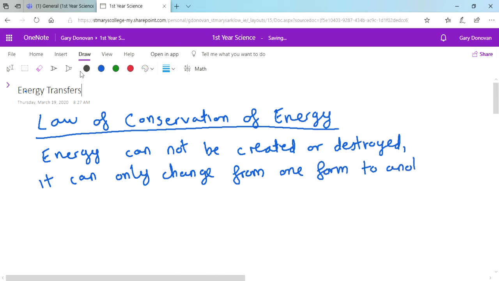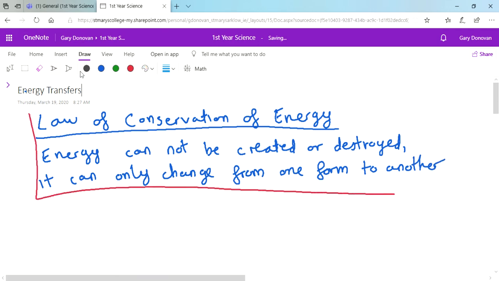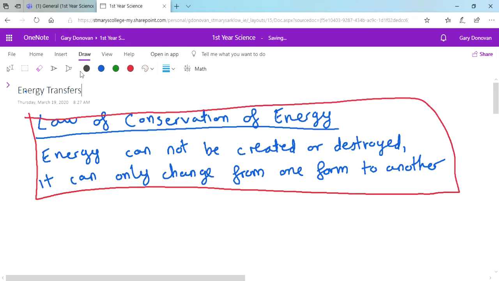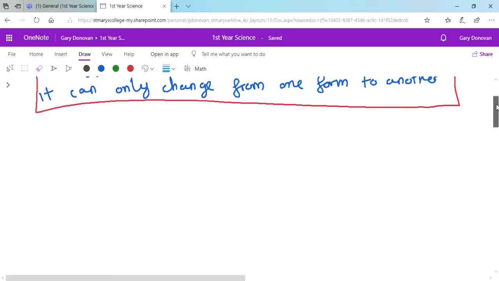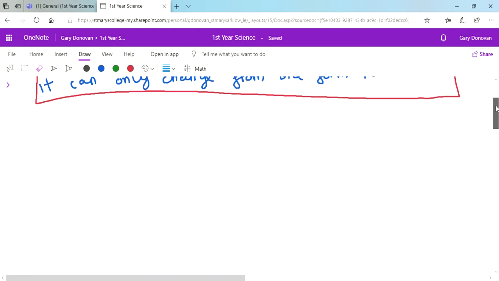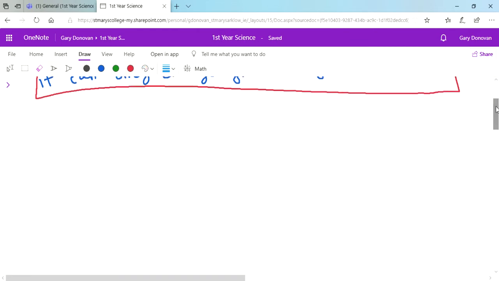Now I'll explain what that means in a minute, but if you want, you can pause the video and make sure you take that down in your copy and put a big square or bubble around it and say must learn, or a star beside it. So what does it actually mean? Well, we know that there are lots of different types of energy, but energy can change from one form to another.